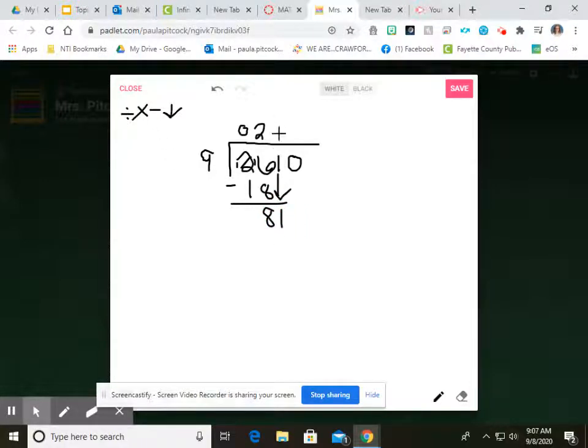Divide. 9 goes into 81 9 times. Multiply. 9 times 9 is 81. Subtract. I get a 0. Bring it on down. Bring it on back.